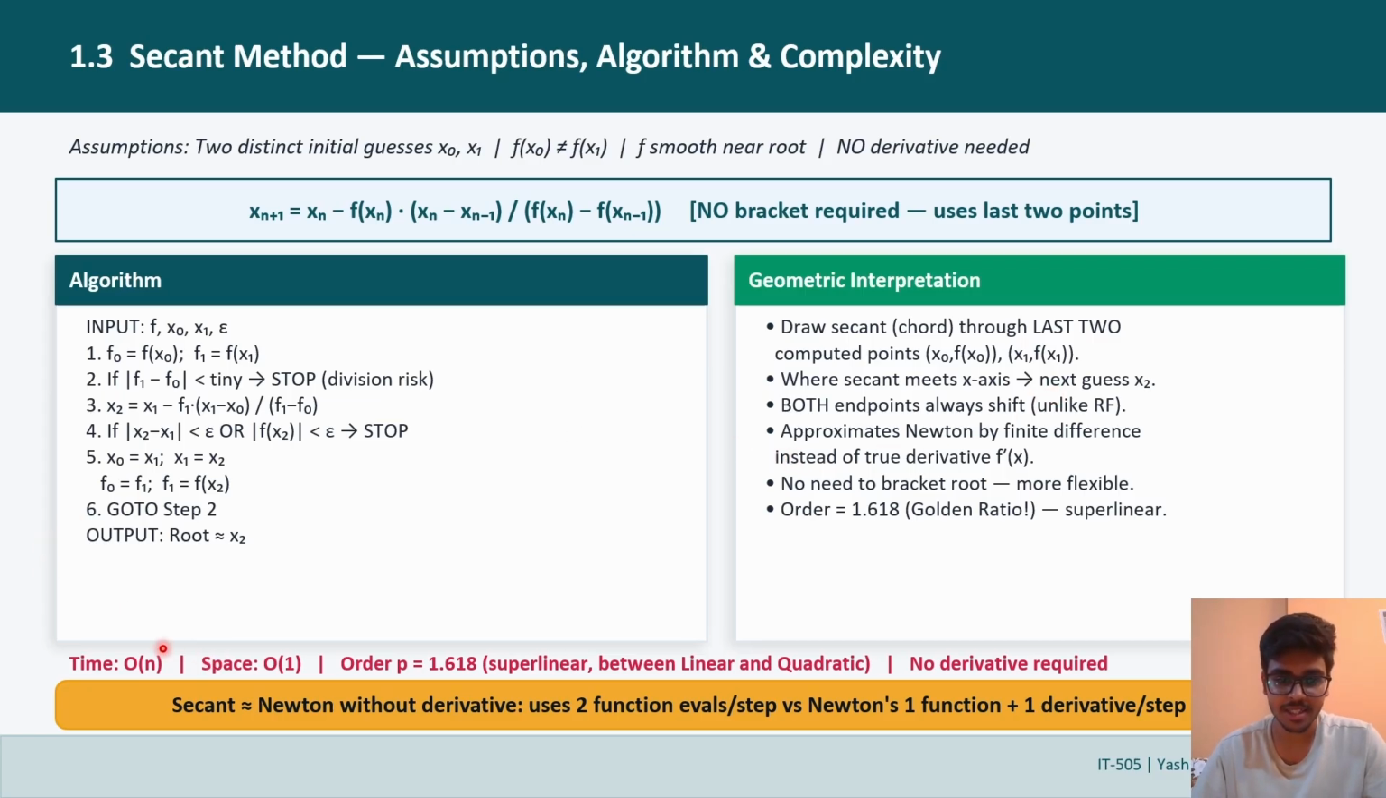Our time complexity is O of n, space complexity is O of 1, order of convergence is 1.618, the golden ratio, which is between linear and quadratic. No derivatives are needed, which is a major practical advantage. Moving toward Newton-Raphson method.